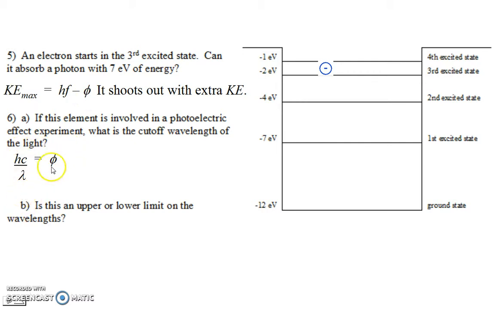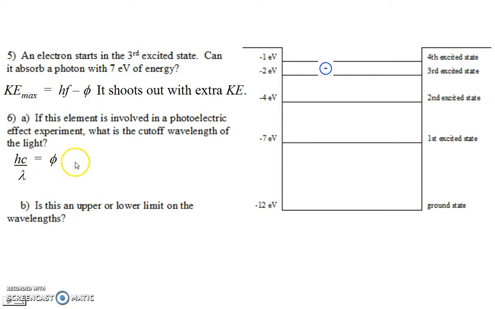What's phi? Just the depth of the well, right? It's the 12 electron volts. Make sure it's not negative, right? Negative 12 electron volts is indicating how much it's missing. Phi itself, remember, is a positive number. In this case, the electron starting in the ground state would be missing 12 electron volts.